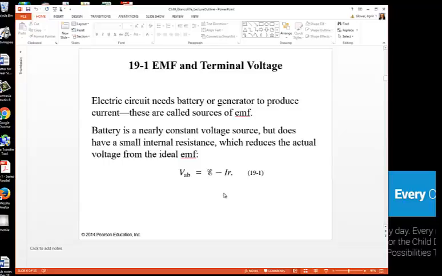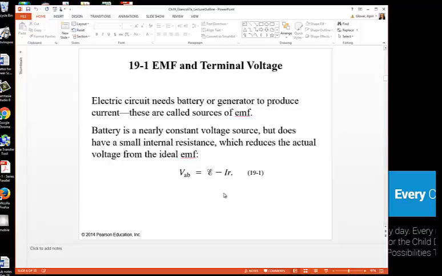So V_AB is actually looking for the voltage of the battery itself, from the positive to negative, with the positive side being A and the negative being B. E is going to be your EMF, still measured in volts, and then I is going to be your current running through the circuit, and the lowercase r is going to be the resistance of the battery.